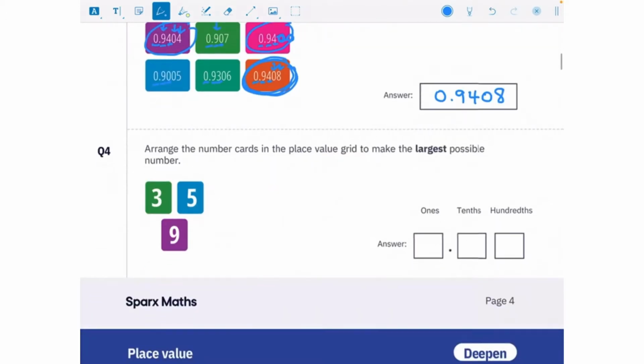For question number 4, arrange the number cards in the place value grid to make the largest possible number. So we've been limited here to the ones, tenths and the hundredths column. So we're going to want to use the biggest number in the column that has the most value. In this case, that's going to be the ones column. So I'm going to put the 9 here because that makes the most difference. And then I'm going to use the 5 because that's going to have the next biggest impact. And then I'm going to use the 3. So 9.53 is going to make that as big as possible.